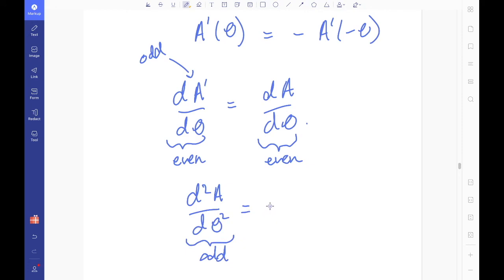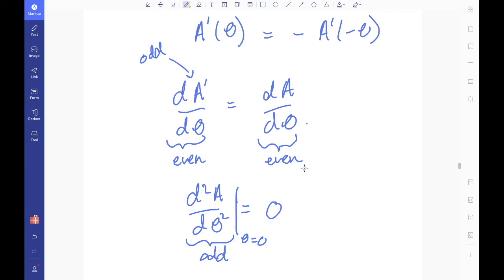Odd functions have a value of 0 at the origin, right? Because when you rotate them about the origin, they must pass through the origin. Otherwise, that rotation would change them. If they didn't pass through the origin, then their rotation would change where they cross the axis. So we know that this evaluated at theta equals 0 is 0, because of the definition of odd functions.